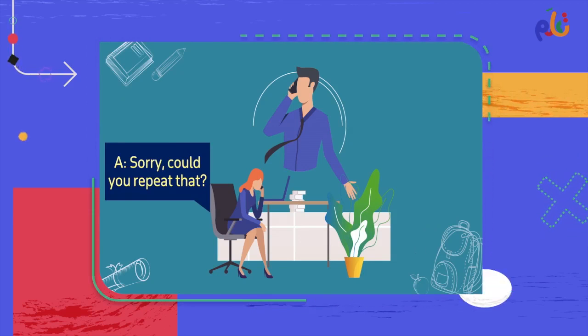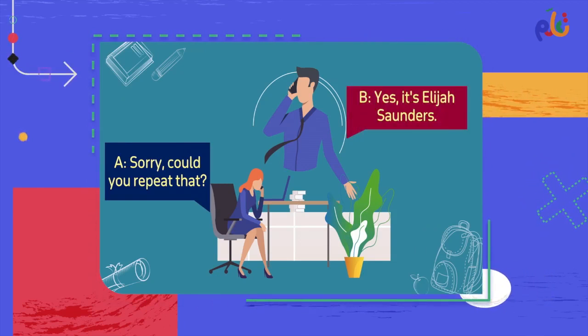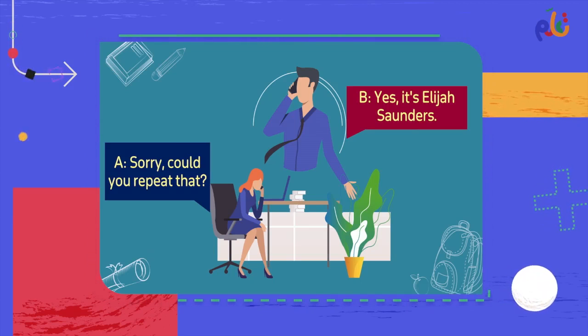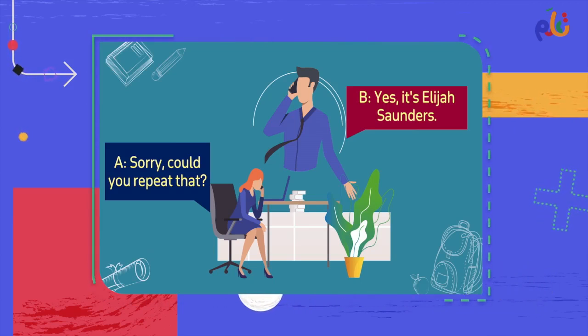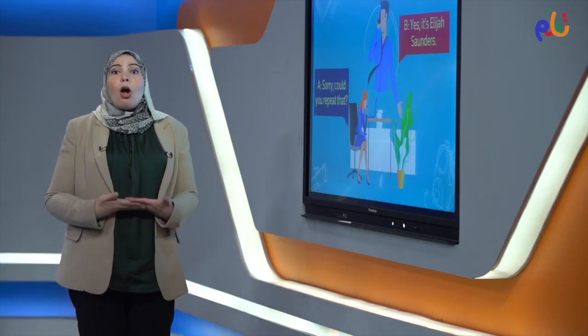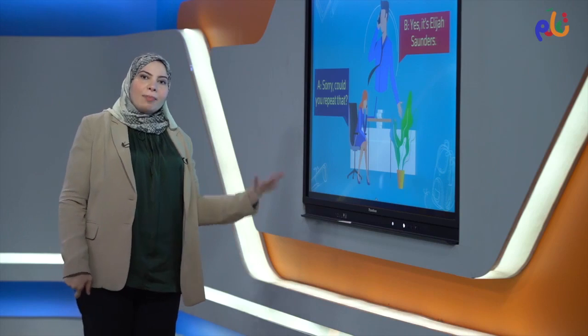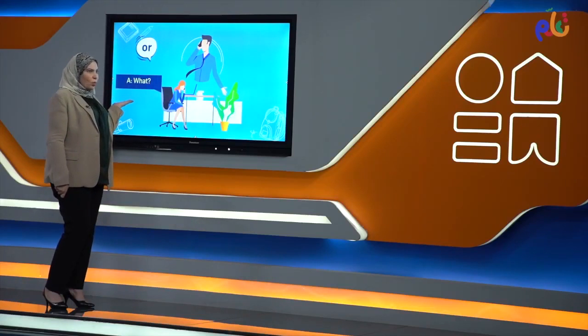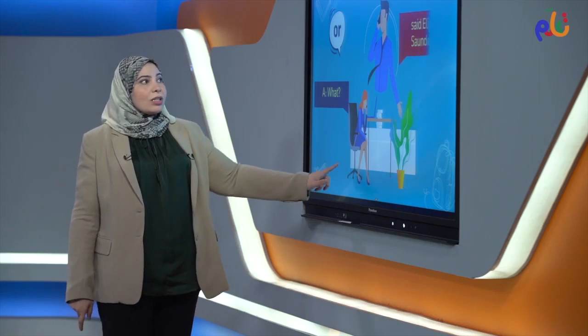Sorry, could you repeat that? Yes, it's Elijah Sanders. So if I didn't hear somebody, we never say, what? This is not a nice way. So if you don't hear somebody, you say, sorry. Can you repeat that? So, is it nice to say what? No, so this is not a very polite way to say it.